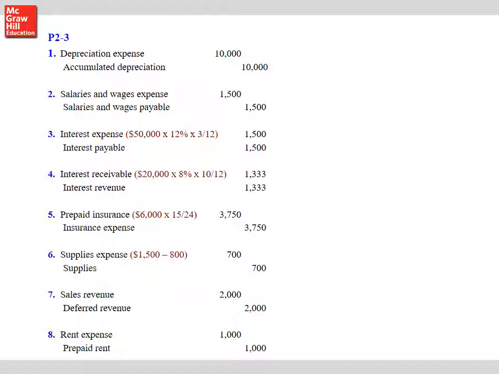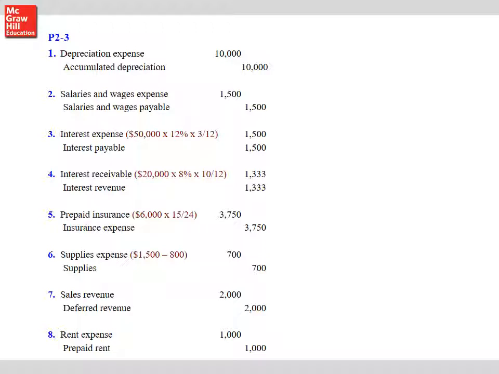In number 6, $800 of supplies remained on hand at December 31st, 2018. So we go up to our unadjusted trial balance and we say, the current balance in our supplies T account is a $1,500 debit. When we counted the supply closet, only 800 of the supplies were on hand. So that means supplies decreased 700, credit supplies. We've used them up. They are now considered supplies expense.